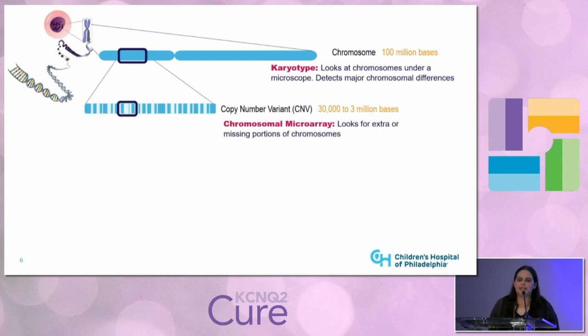Another test that's commonly ordered when trying to understand the cause of a child's developmental differences is called a chromosomal microarray. This is a more zoomed in version of the karyotype test, which is able to better detect smaller pieces of genetic material that may be extra or missing.